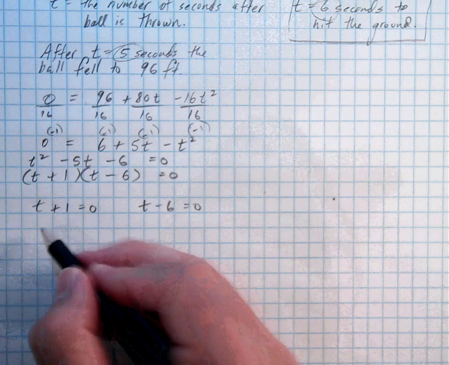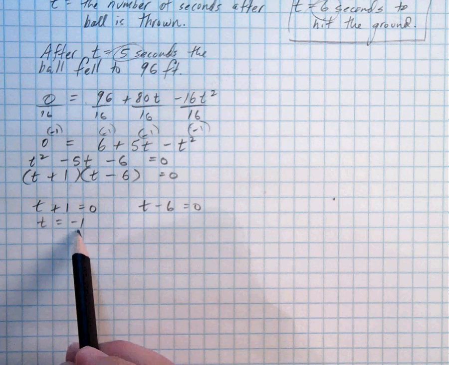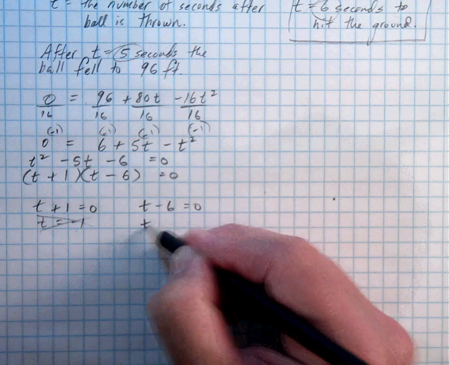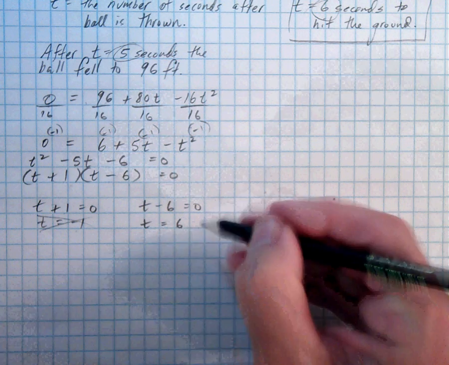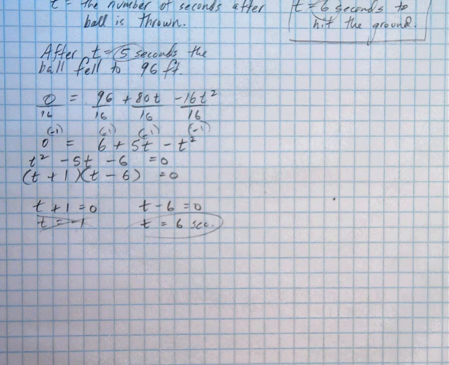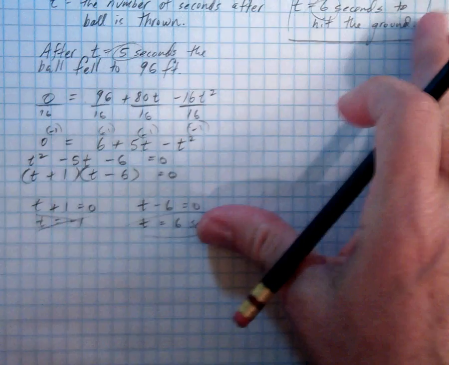And this gives us t equals -1, which can't be a solution. -1 seconds does not make sense, so I ignore that one. t equals 6 seconds does work, so that's the answer for that. Alright, what about the other one where it passes the building?